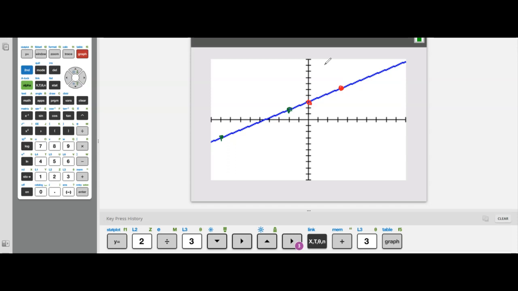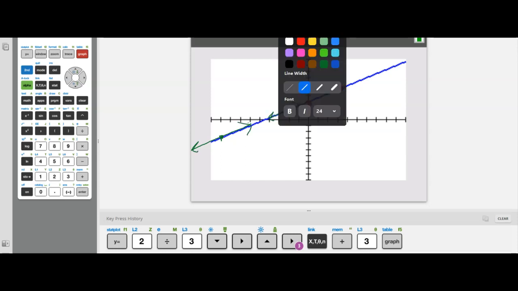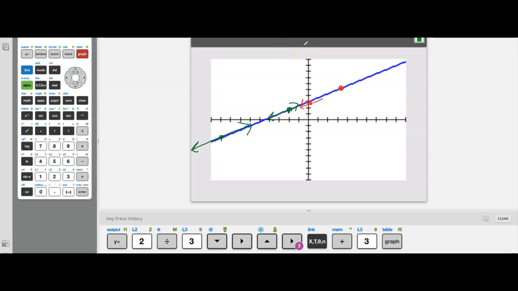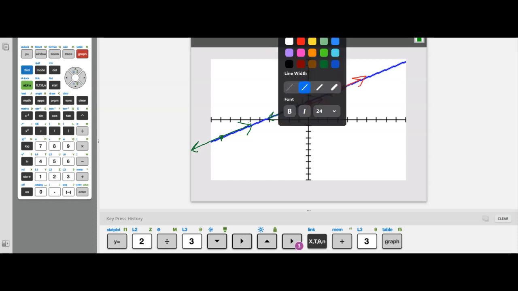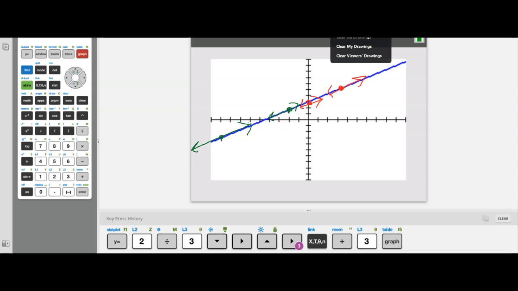So it doesn't matter what value I choose for my tangent line, the derivative is going to be the same. The slope is going to be the same. And you can see that. Here's my tangent line for that point, here's my tangent line for this point, here's my tangent line for this point, and here's my tangent line for this point. The tangent lines all have the same slope. So the derivative is a constant function here. All right, let's go back and look at the second problem.